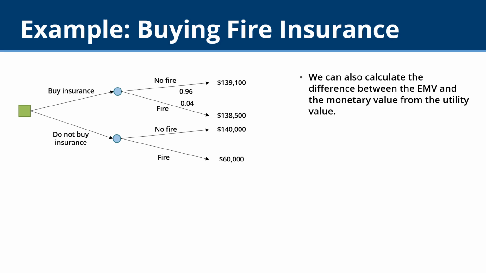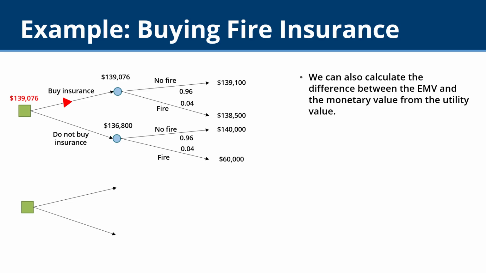So you can find the expected monetary value, and it's $139,076. Obviously that's bigger than the do not buy insurance branch. So the optimal decision here is to buy insurance.